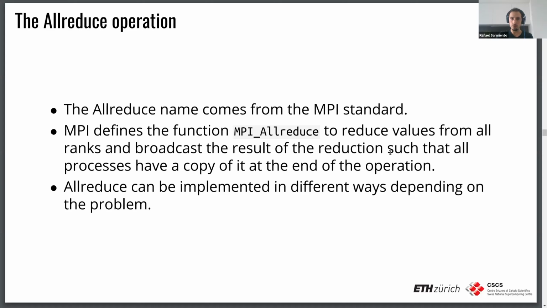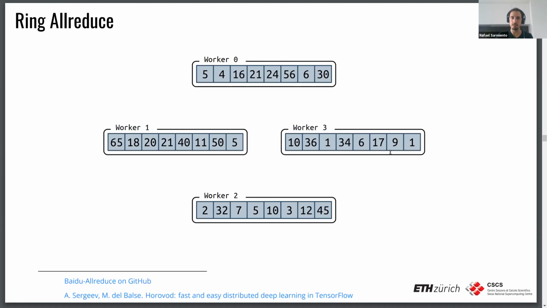The one we're going to use here, and it's the popular, common solution for this kind of algorithm in deep learning training, is called Ring AllReduce. Ring AllReduce is, of course, a variant of AllReduce, and we're going to see through a set of steps how it works.